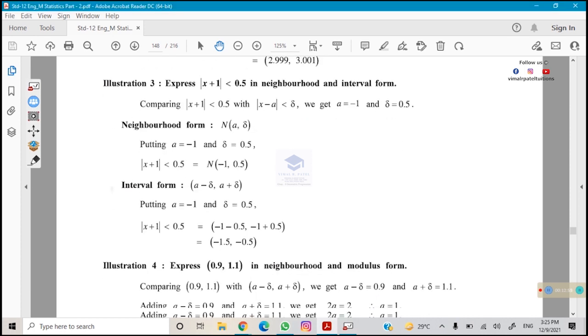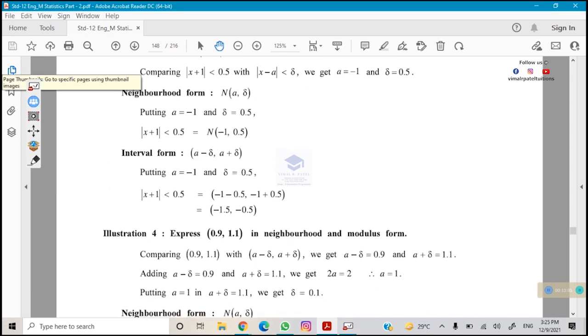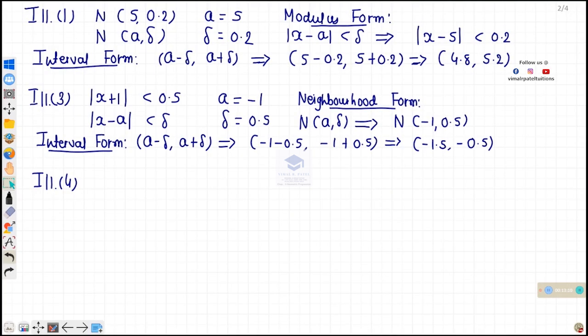Illustration 4. Express (0.9, 1.1) in neighborhood and modulus form. This is given in interval form. You have to convert it into neighborhood and modulus form.